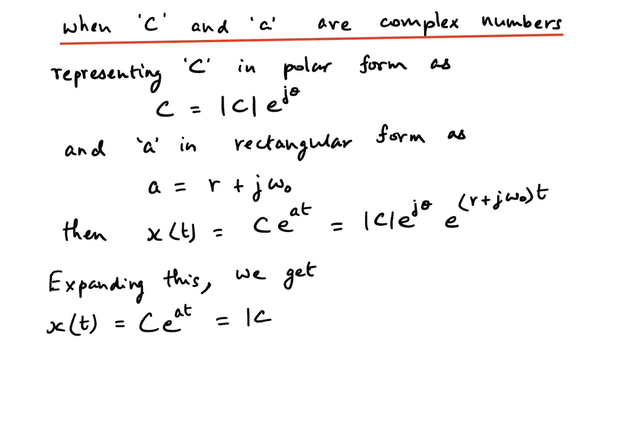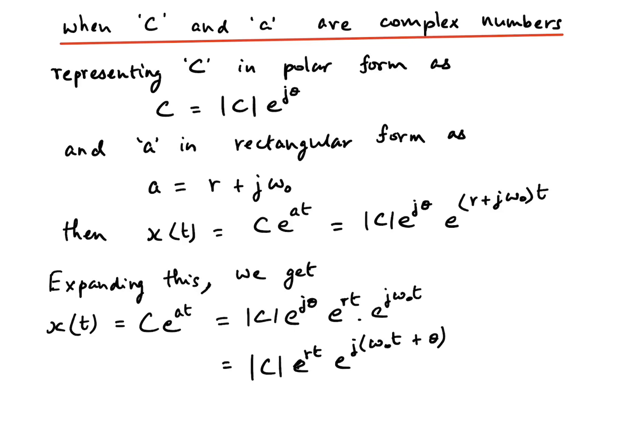Now, we can expand this function and get it in a more intuitive form. The magnitude of c e power j theta, and e power r plus j omega naught t, we can write as e power rt into e power j omega naught t. Now we can combine the j terms. E power j theta and e power j omega naught t can be combined, and that will give us magnitude of c into e power rt into e power j omega naught t plus theta. Okay, so that's the complex exponential in the general form when we substitute the parameters c and a as complex numbers.